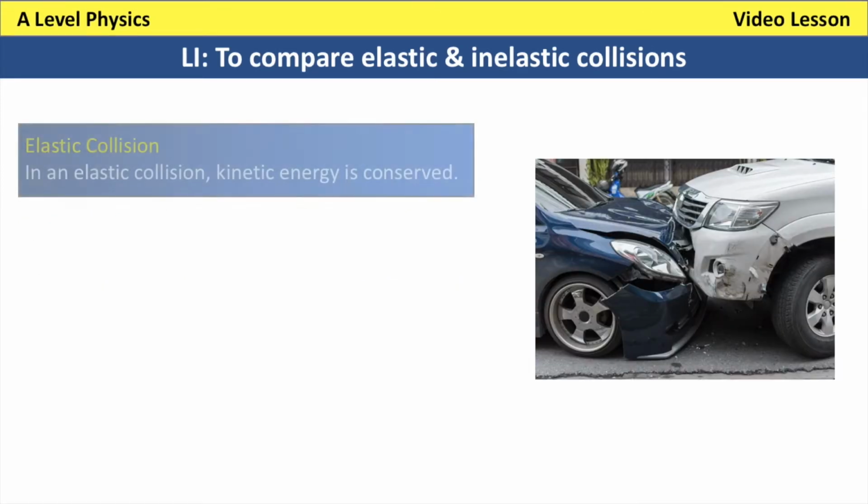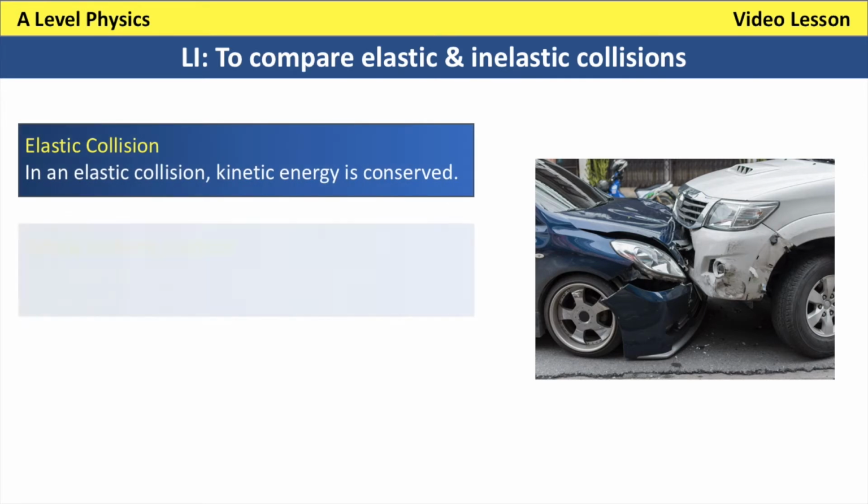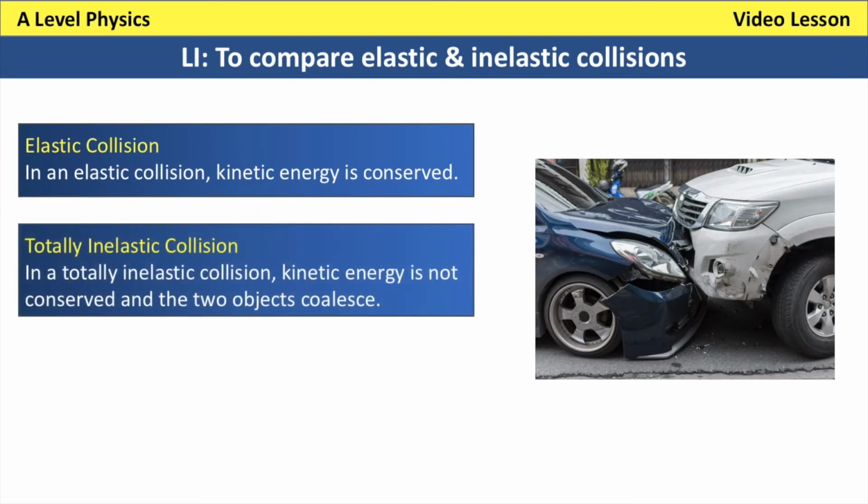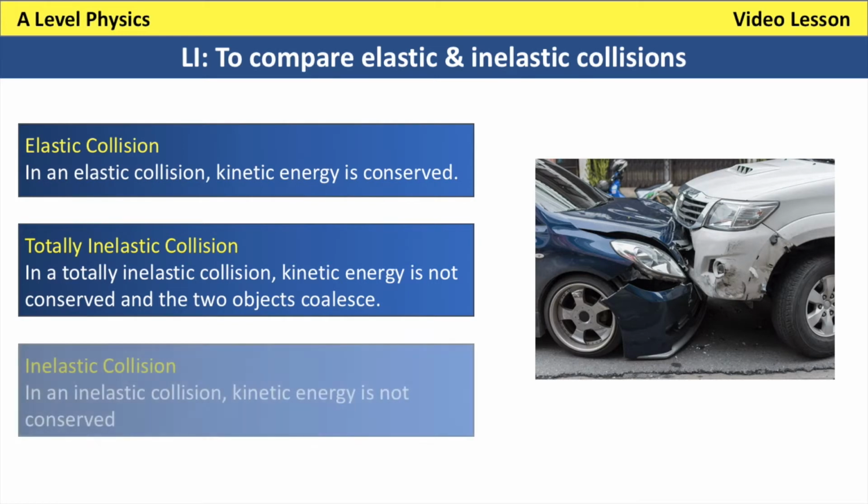So, an elastic collision is one where kinetic energy as well as momentum is conserved. In a totally inelastic collision, kinetic energy is not conserved and the two objects coalesce with each other, which if you remember from last lesson means they will stick together, as shown in the diagram there with those two crumple zones. And then finally, we just have a generic inelastic collision, that is one where kinetic energy is not conserved, however momentum would be.